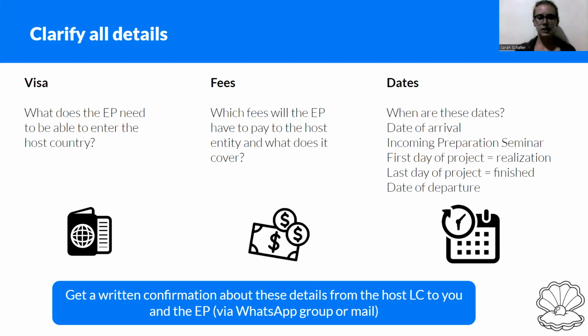All of these details, it's very important that we have confirmation about that. Written confirmation from the host LC to the EP. That's why it's very easy to get when you have this WhatsApp group. But also they can send a mail and put you in CC, or you get a screenshot from one of the parties involved. But you need proof that the host LC communicated these 3 things to the EP, because we will audit this.